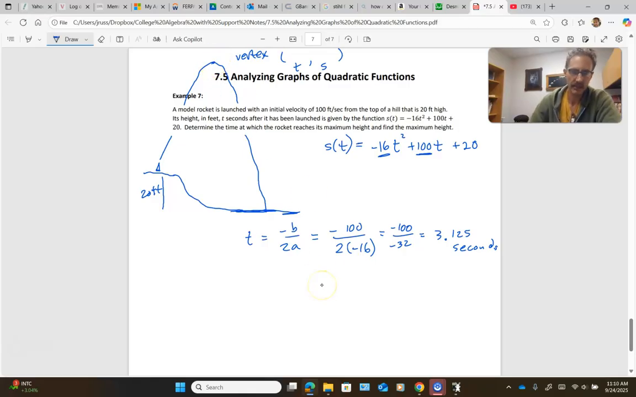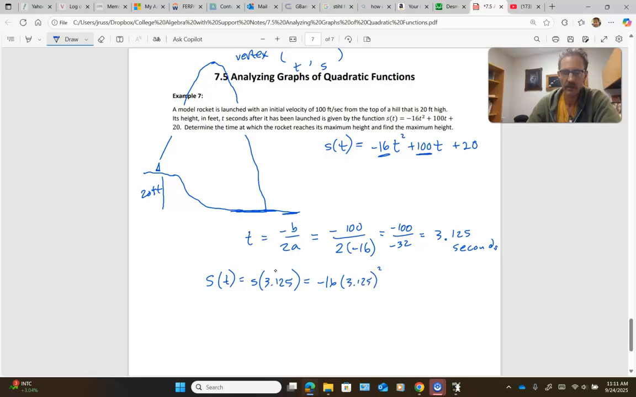And then to find that actual maximum height, we need to find s of t, or in other words, s of 3.125. So we plug the time into the function, and the function will give us the height of the rocket, because that's what the function is modeling, the rocket's height. And it's a function of time, or it depends on time. Alright, well, I guess I'll go ahead and write all this out.